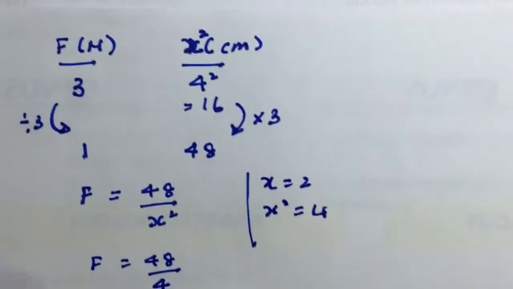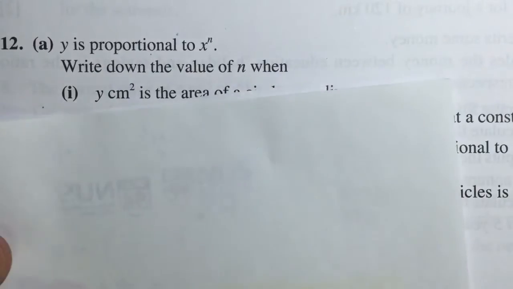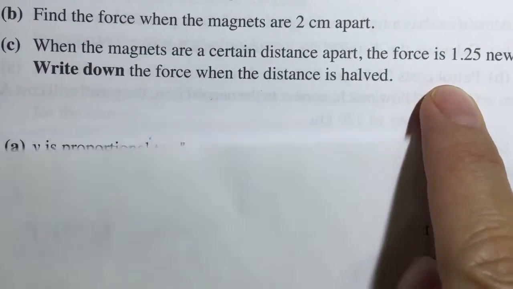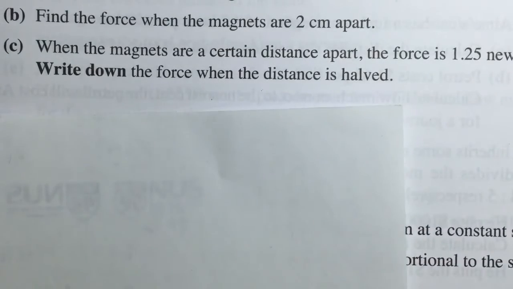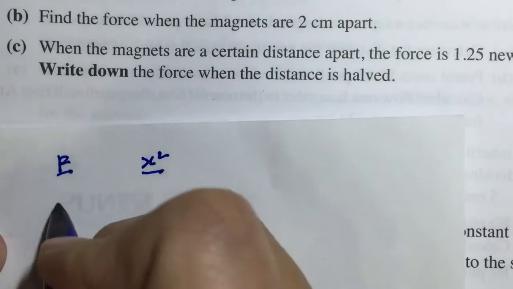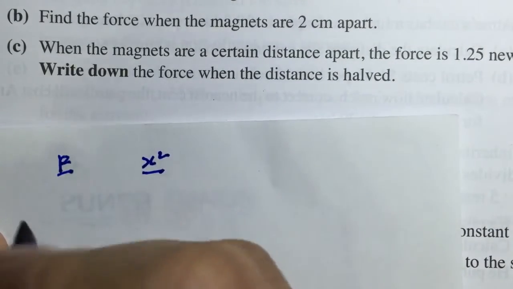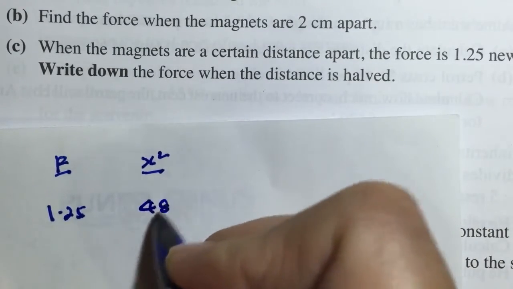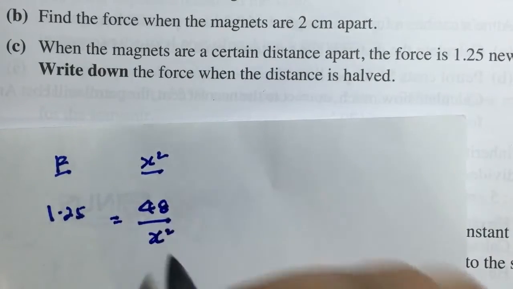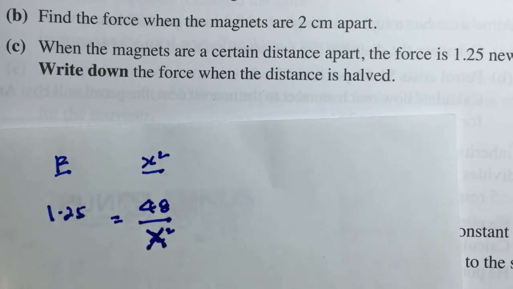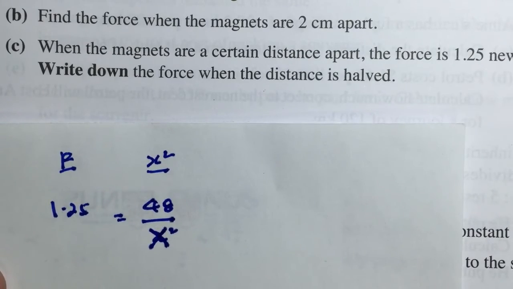Now, the next part of the question says that when the magnets are a certain distance apart, the force is 1.25 newtons. Write down the force when the distance is half. So we're going to do it this way. Force and distance. We already know the connection. So in other words, when the force is 1.25, we have a connection that this is 48 over x squared. Since it's a certain distance apart, I'm going to use big X to show that it was the particular one that we're using. Now they want you to find out what the force is when the distance is half.